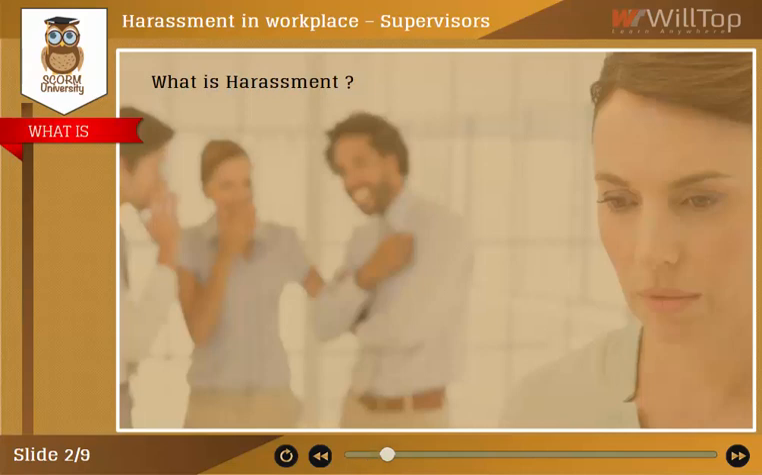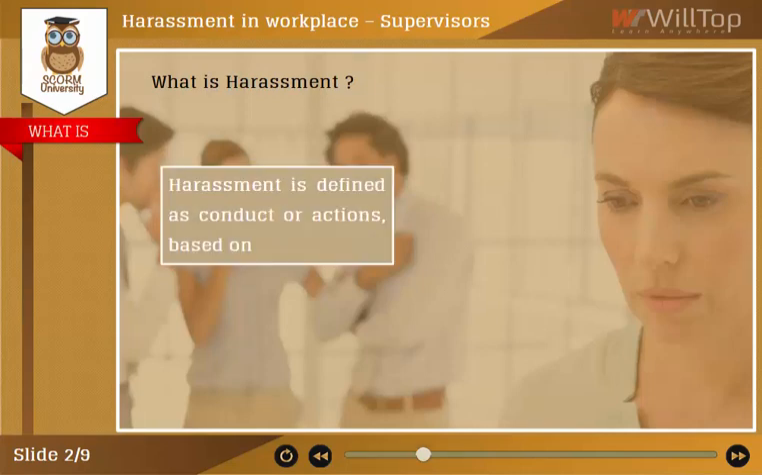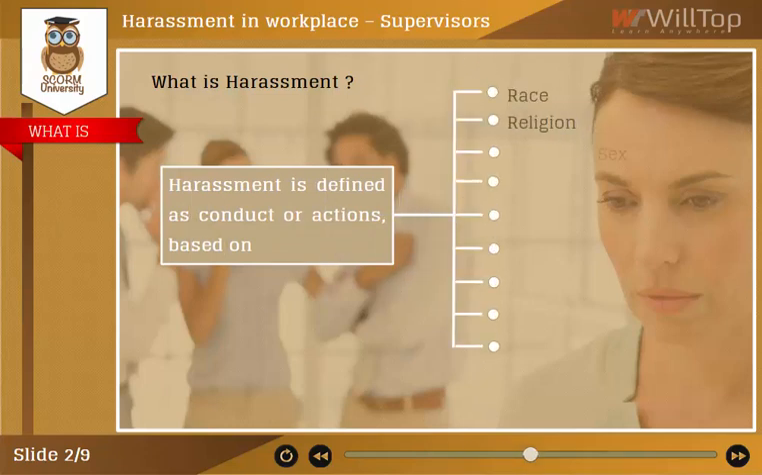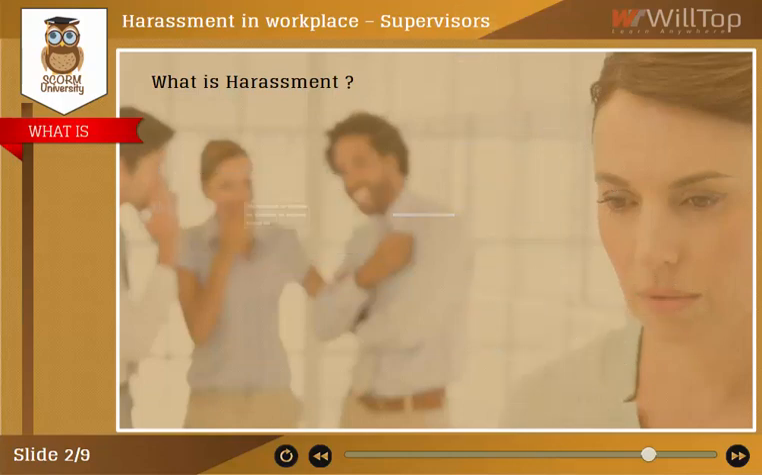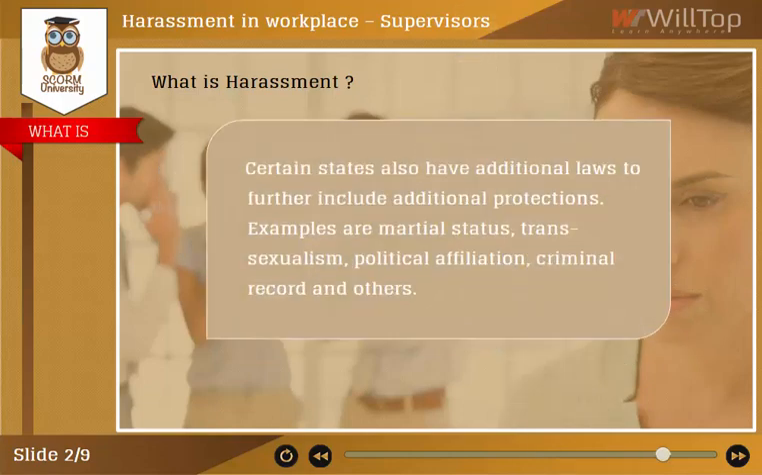What is harassment? In the employment and legal context, harassment is defined as conduct or actions based on race, religion, sex, national origin, age, disability, genetic information, military membership, veteran status for a reasonable person. Certain states also have additional laws to further include additional protections. Examples are marital status, transsexualism, political affiliation, criminal record, and others.